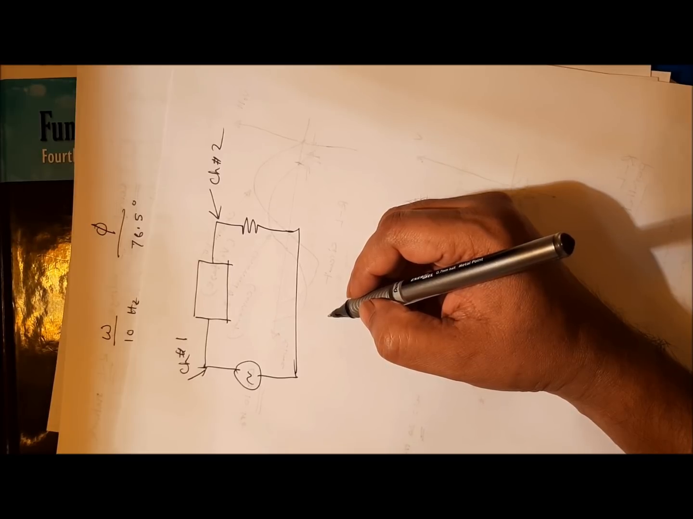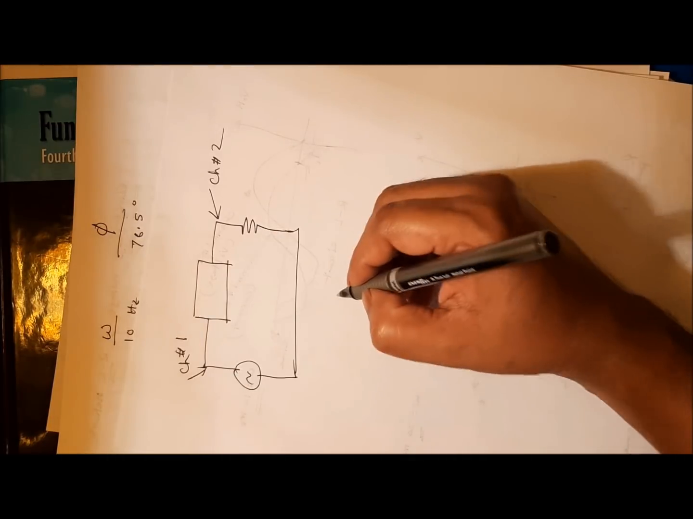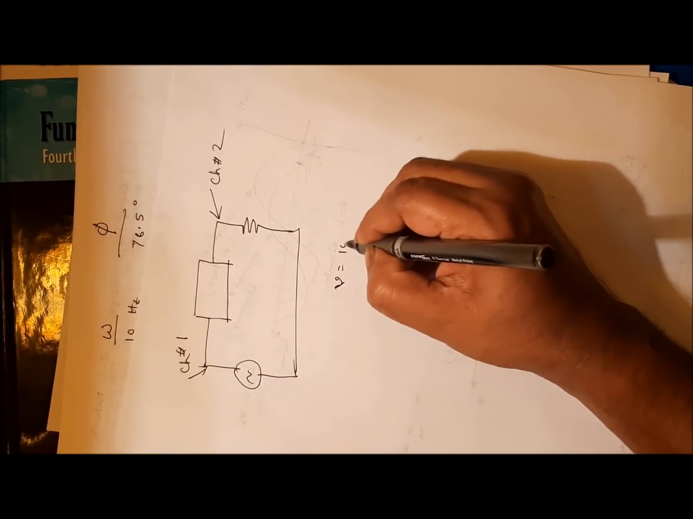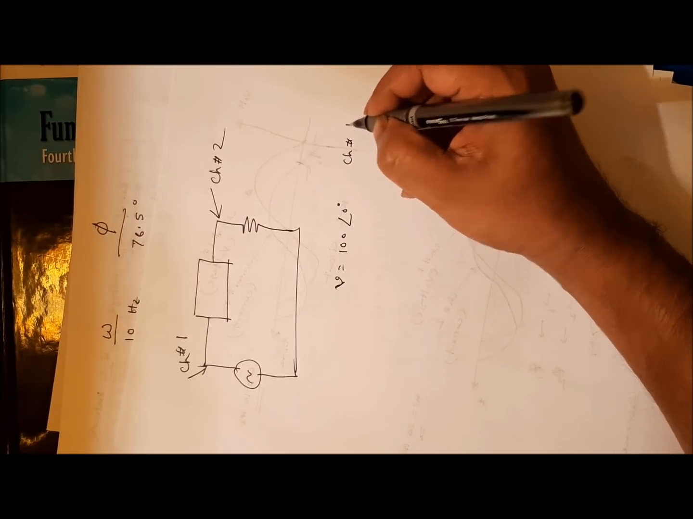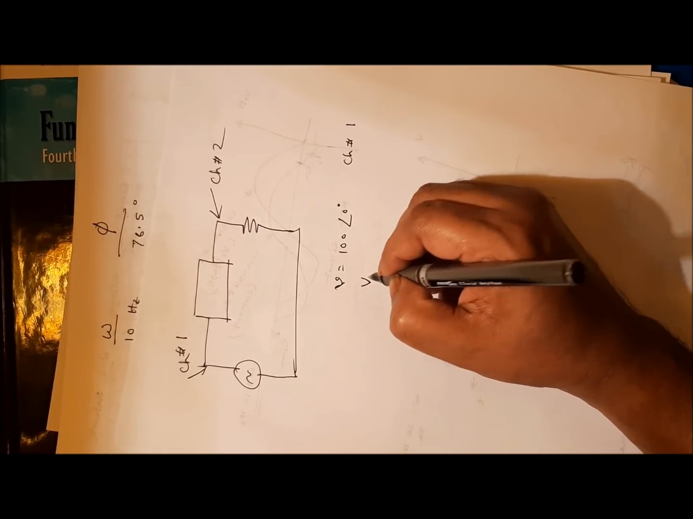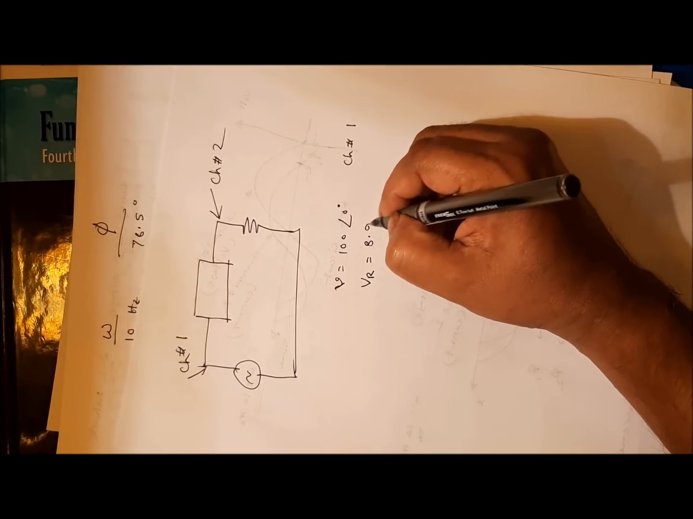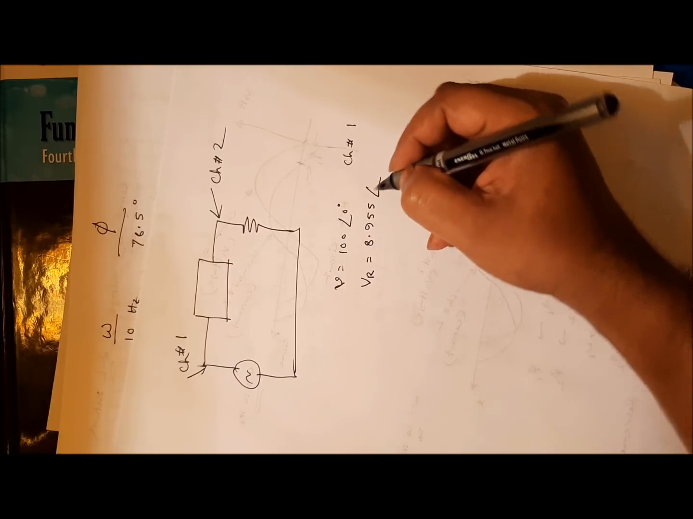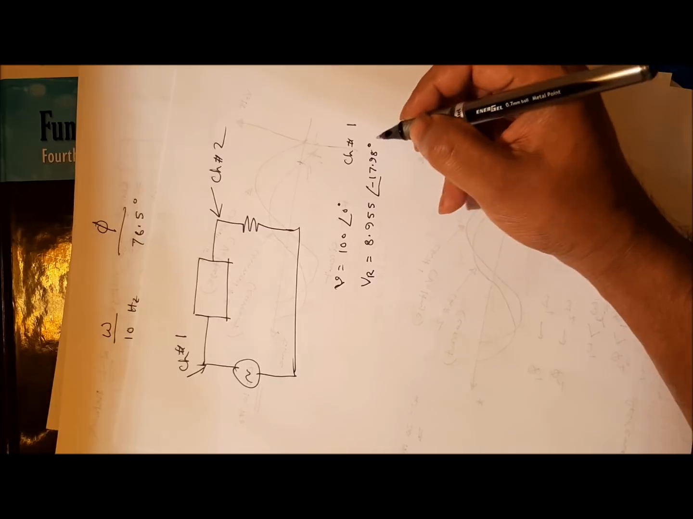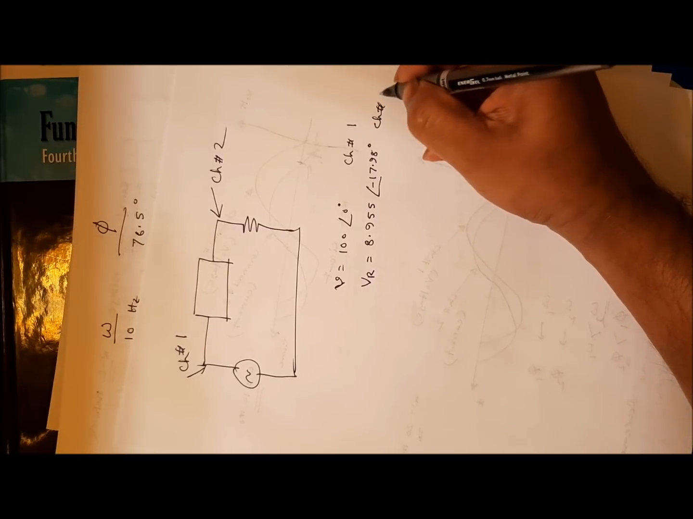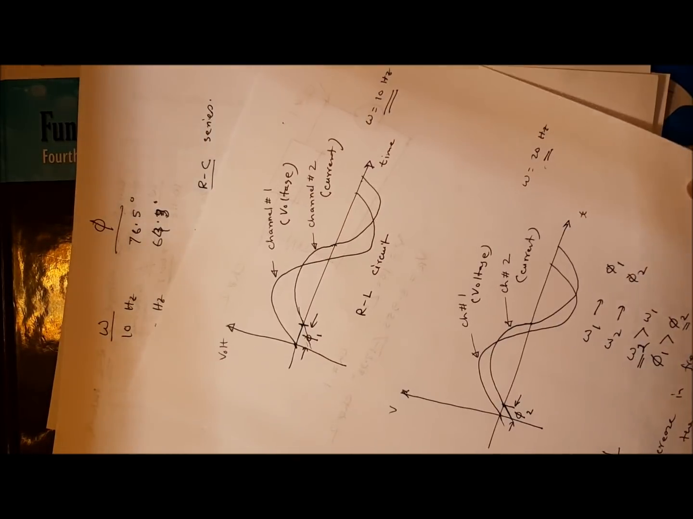Channel 1 has the voltage V, like previous, 100 volt at 0 degrees, and channel 2 gives us VR equal to 8.955 and angle negative 17.98 degrees. So let us get this from this wave shape.